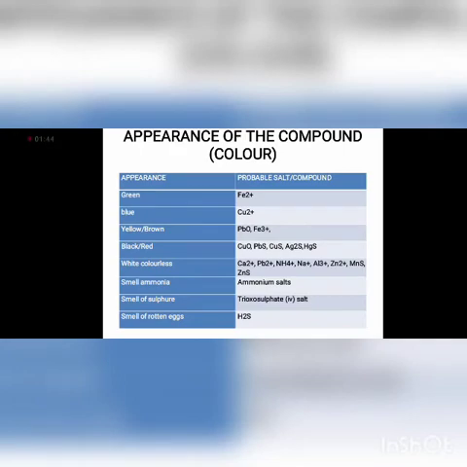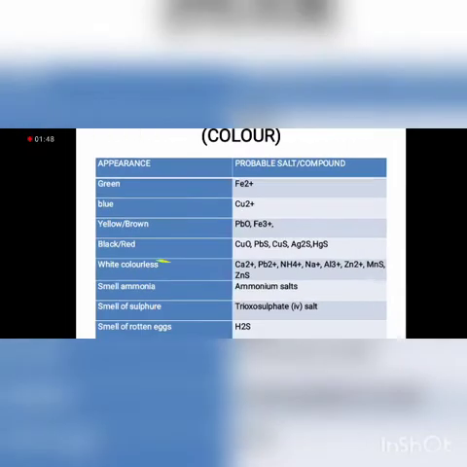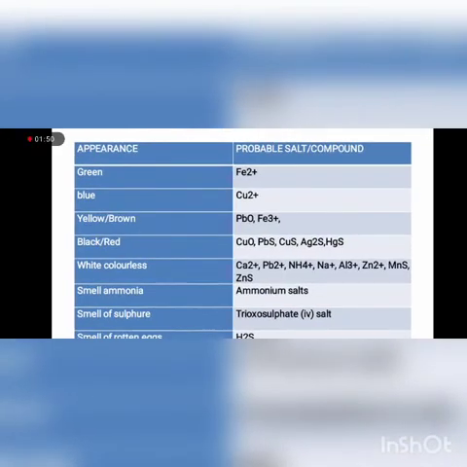Now let us look at the appearance of the compound, the color. You can actually determine a compound from its color. Now let's see if the compound is green. If you have a green solute, a green compound, that shows that it will be iron(II). Iron(II) compounds are generally green. If it is blue, then that compound will be a copper(II) compound, such as copper(II) sulfate. So we can say that copper is present in that compound if the color is blue.